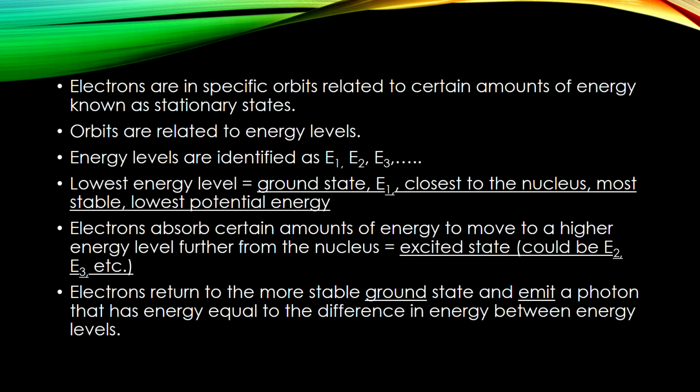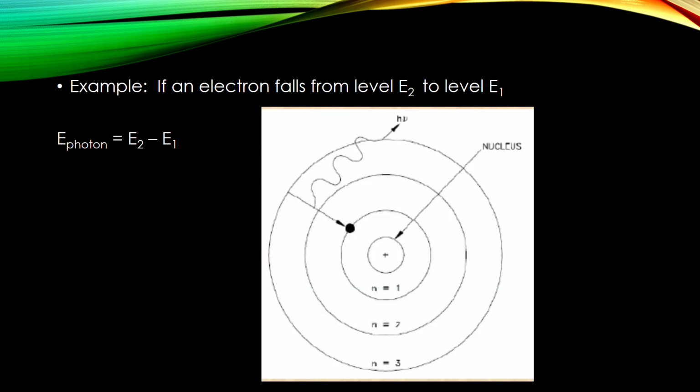The electrons would then return to the more stable ground state and emit a photon, and this photon would have an energy equal to the difference in energy between the two energy levels. For an example, here I have it falling from E3 down to E1. The amount of energy being given off in the form of a light wave, with a frequency, is equal to the difference between the two. I have a certain amount of energy here and a certain amount here, I subtract the two, and that is equal to the amount of energy given off by that light.